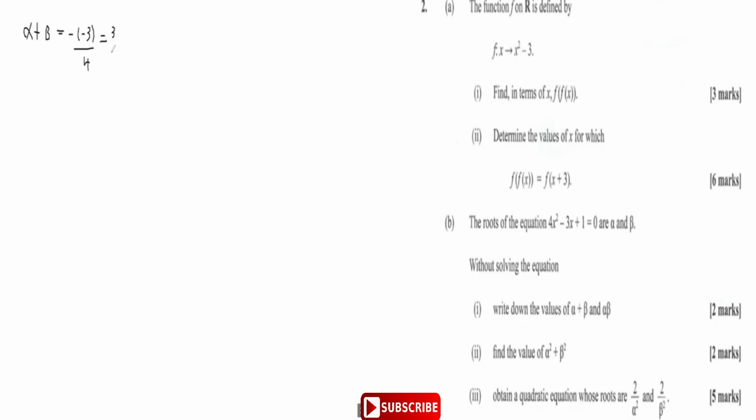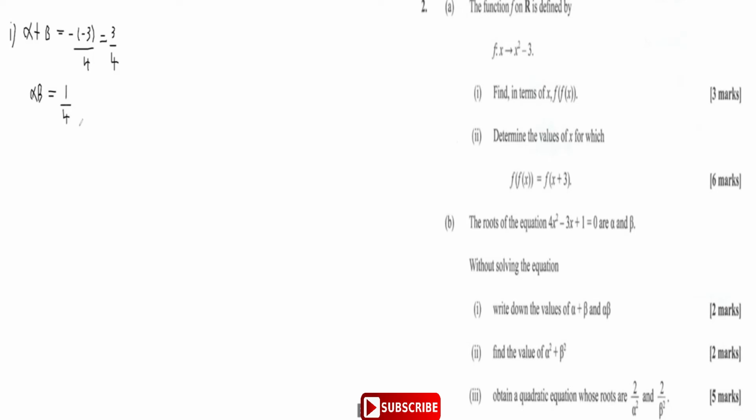That's alpha plus beta. Next we need is alpha beta. Alpha beta is equal to c over a, and so alpha beta is equal to 1 over 4. That's alpha beta.